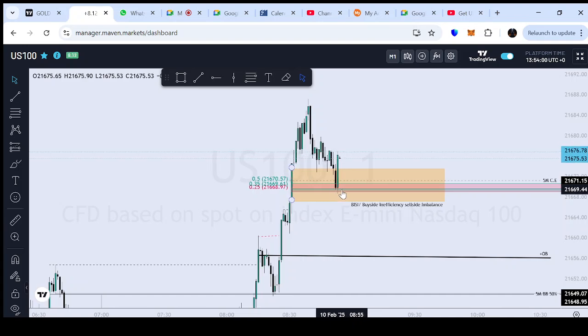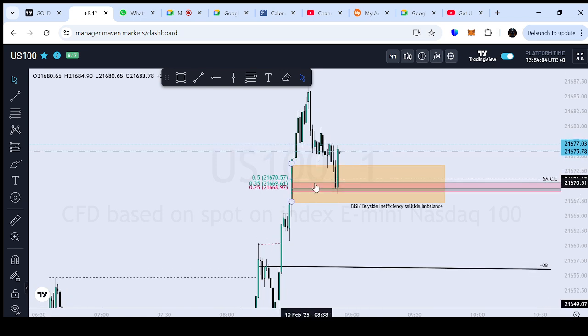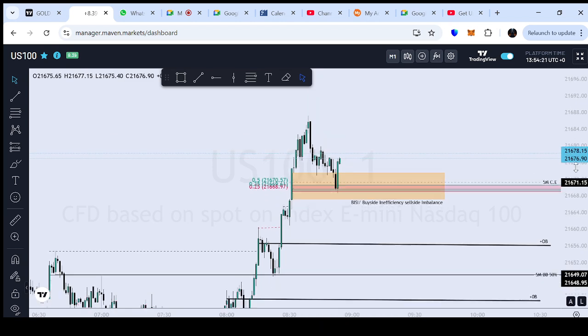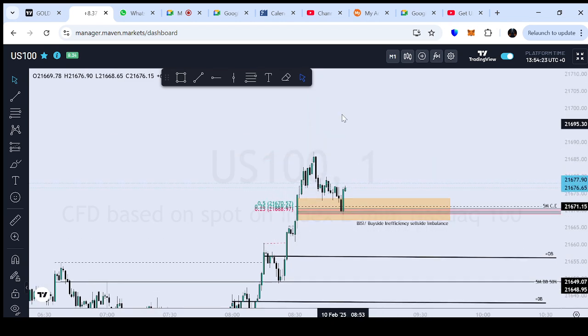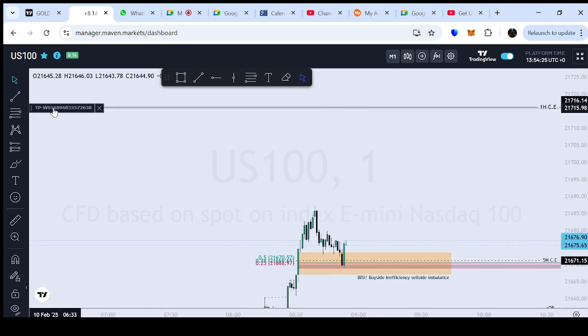Most times, not always, but where your focus should be is the consequent encroachment, which is the 50% of the inefficiency, the shaded yellow bars, which will act as a major support or resistance. Now it's acting as a support level, that discount area. So get that. We have a target over here, which is a 1 hour consequent encroachment.